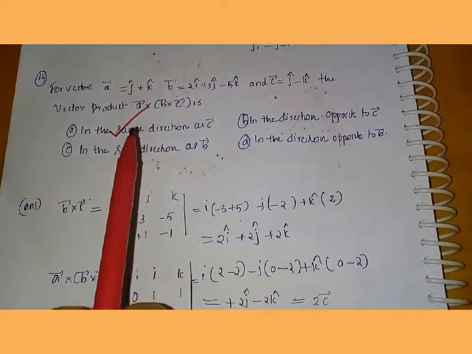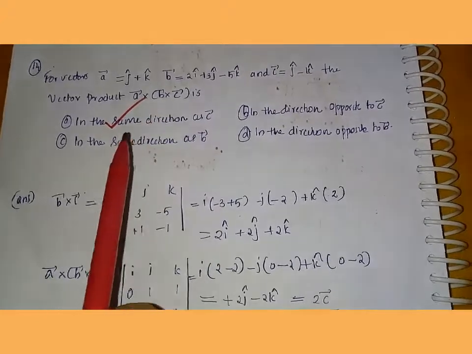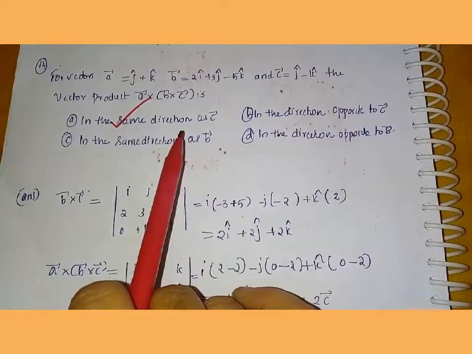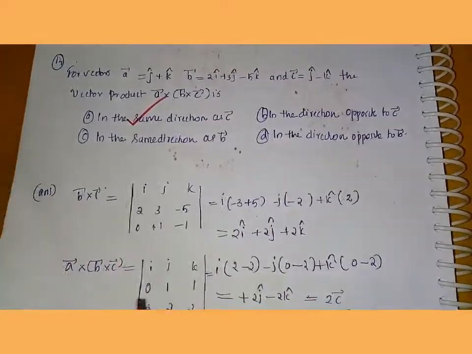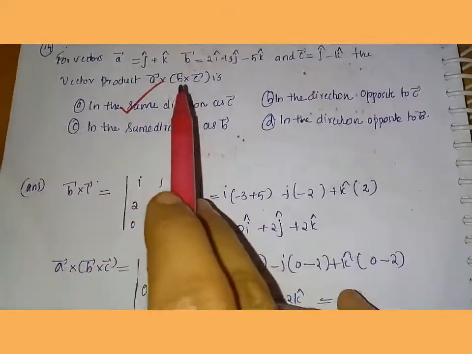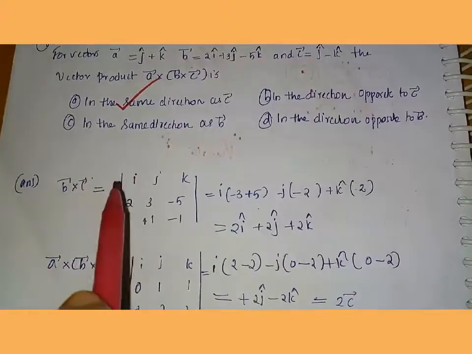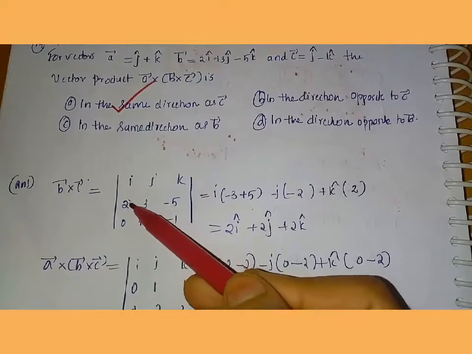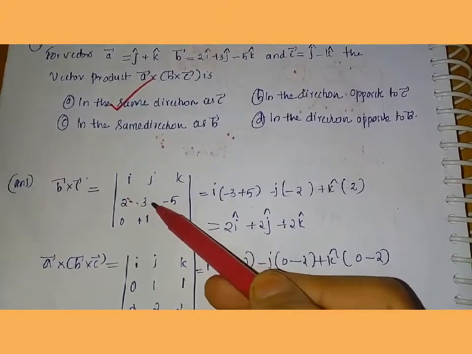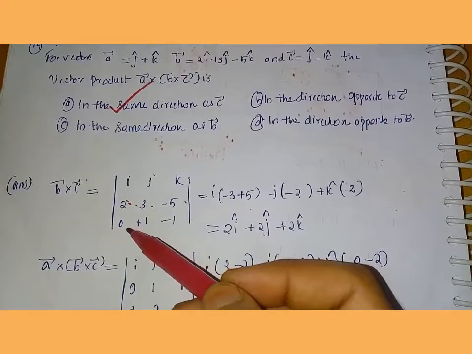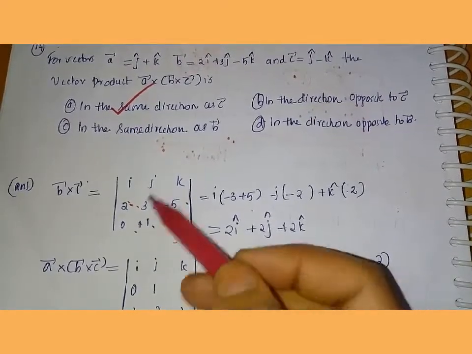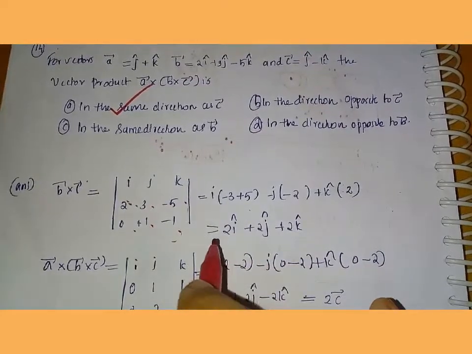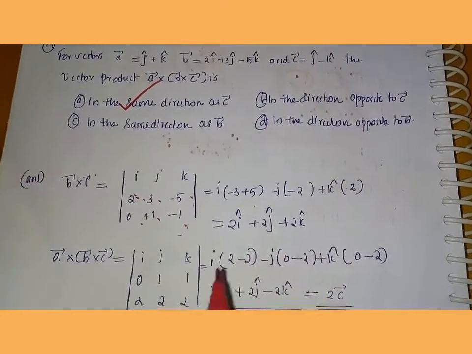In this 12th problem, they have given 3 vectors. We have to find the vector product. So B cross C: we first find B cross C, the determinant of i, j, k. We put the coefficients of B, that is 2, 3, minus 5, and C as 0, 1, minus 1, and we find the determinant. So we get the answer as 2i plus 2j plus 2k.